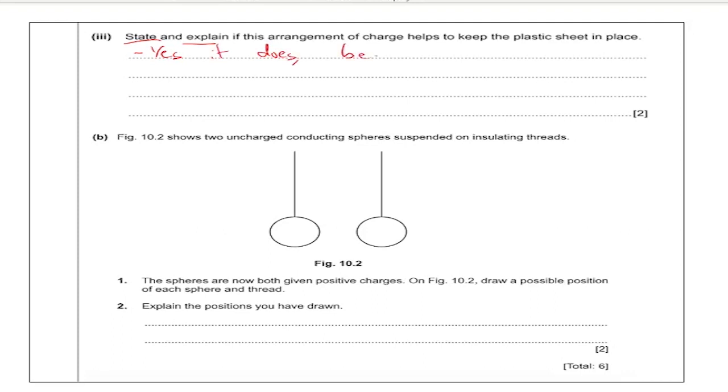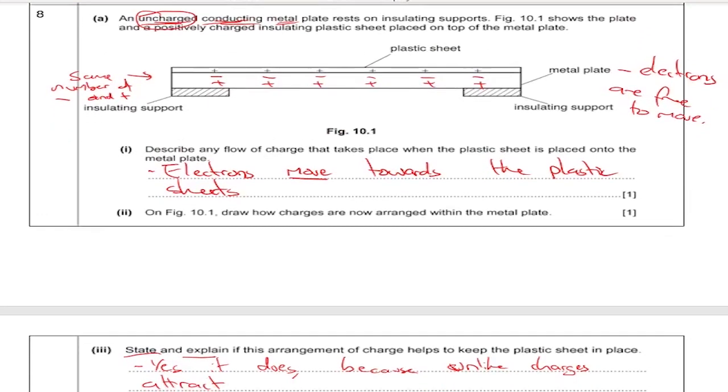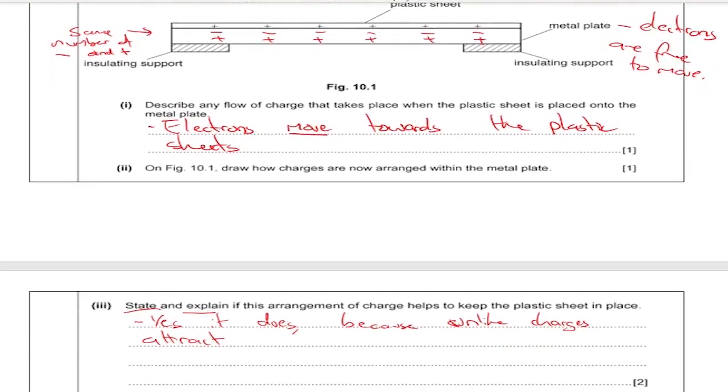And the reason is because unlike charges will attract. So because I've got more negative charge towards the top of the plate, that's going to attract the positive charge in the plastic sheet, and that attraction will hold them together.